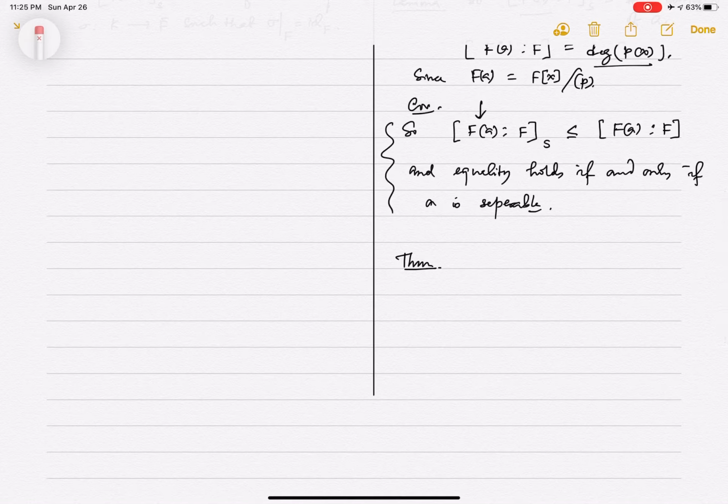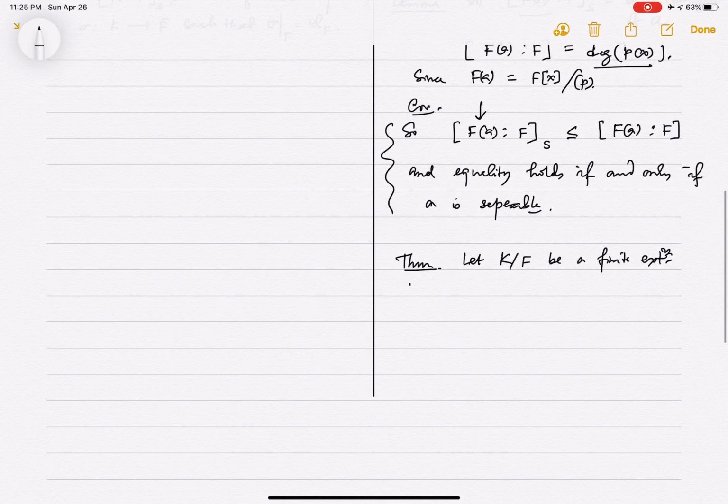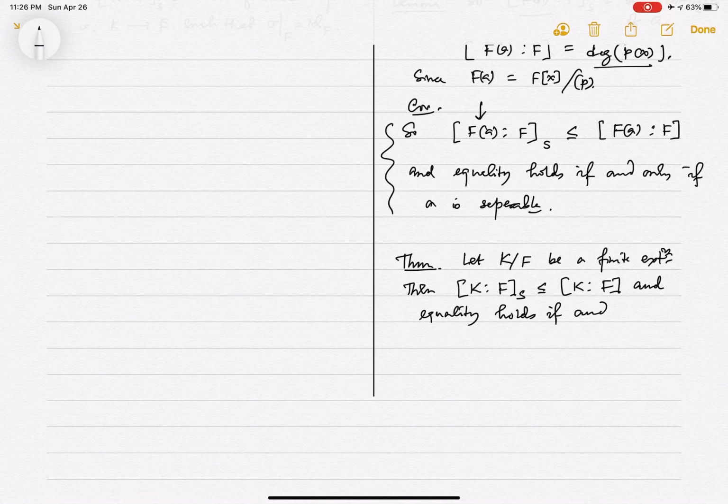So let K over F be any finite extension, otherwise we cannot count, of course. Then the separable degree is always less than or equal to the actual degree of the extension, and equality holds if and only if the extension is separable. So when the extension is separable, there is no difference between the separable degree and the degree. This is all you need to remember.